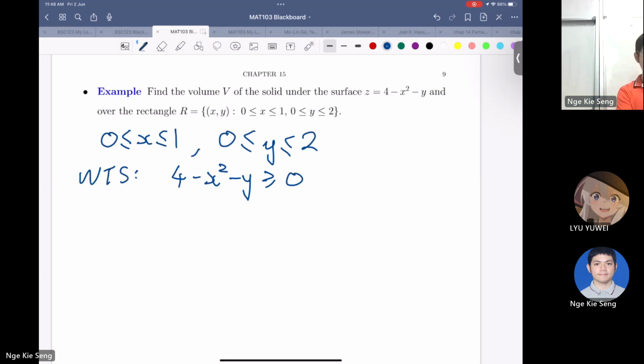All right, so how are we going to show this? Use the restriction. So how are we going to put all these together? Let's look at 4 minus x squared first. Can we show something about this number here?